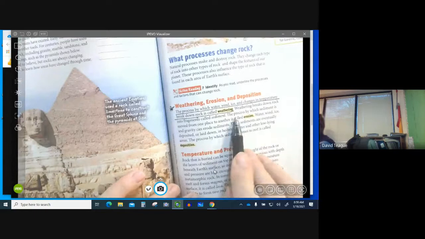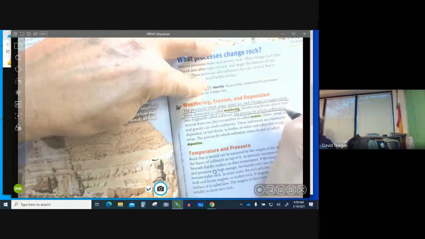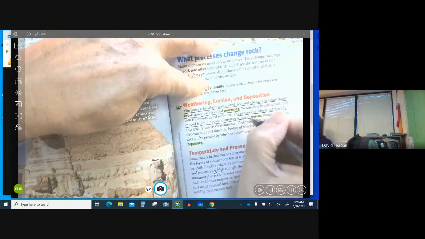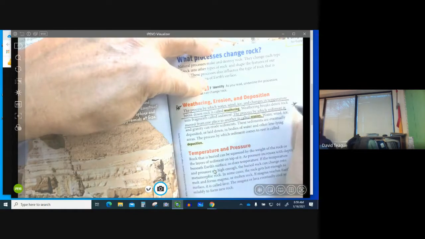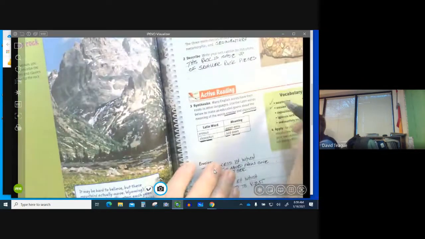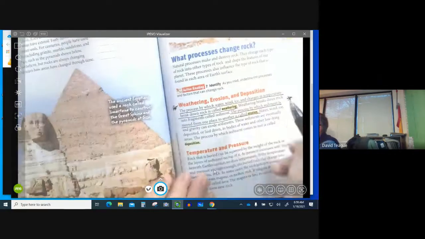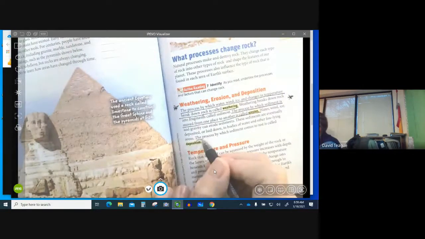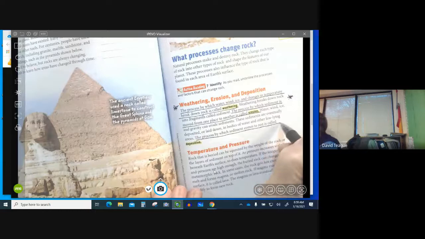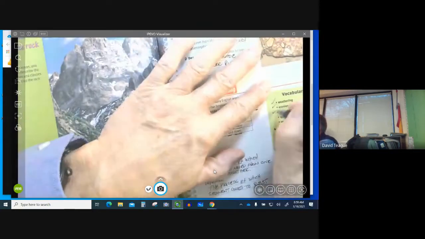The process by which sediment is moved from one place to another is called erosion. So let's underline that. Put a star out here. Okay, and deposition is right next to it. Same page, 369. The process by which the sediment comes to rest is called deposition. Okay, so we got deposition.